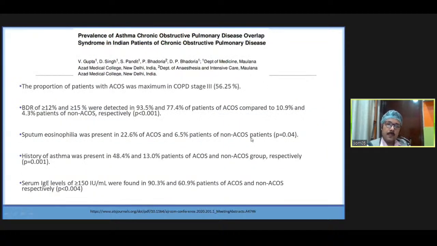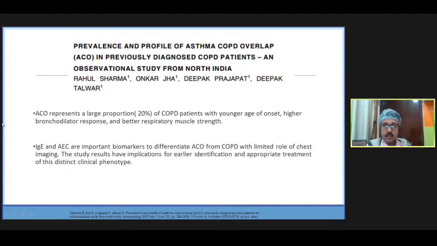The proportion of patients with asthma COPD overlap was maximum in COPD stage 3, the advanced stage of COPD. As the COPD stage advances, stage 3 or onwards, the proportion of patients with asthma COPD overlap was maximum. Sputum eosinophilia was present in 22.6%, versus 6.5% in patients with non-ACOS. History of asthma was present in 48.4%. So the conclusion was, asthma COPD overlap represents a large proportion of COPD patients. This is the most important take-home message.